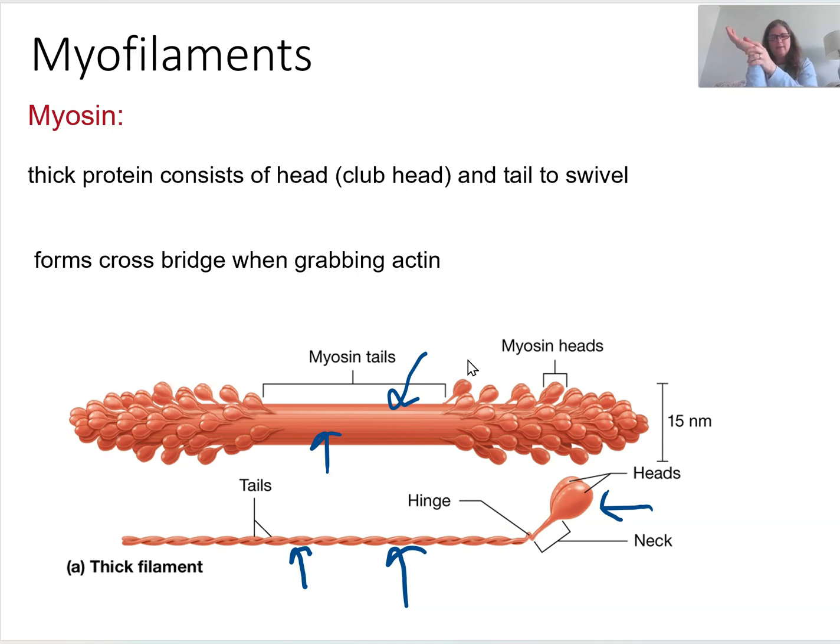Okay, so you have the tail, and then the head can swivel and hinge. So when it grabs actin, it can pull it, which will be important when we look at muscle contraction. Now, by the way, when it grabs actin, it forms something called a cross bridge. So cross bridge means that myosin has found actin and it's grabbed it.